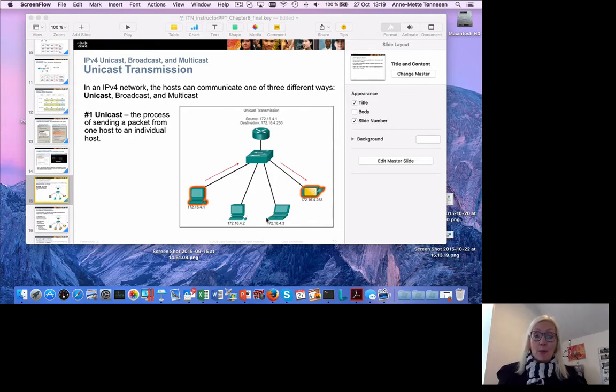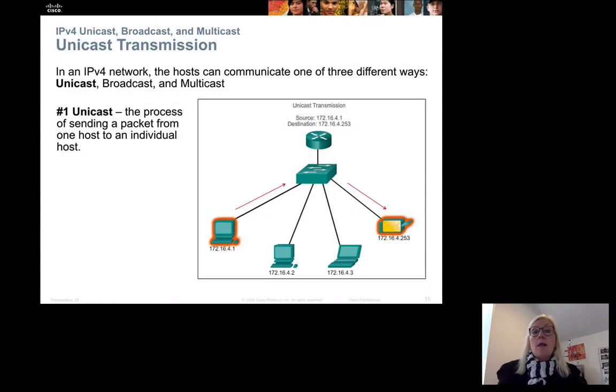Chapter Part 2 about IP version 4 addresses. These different types of IP version 4 addresses can be used for different purposes. We have, first of all, the unicast, the broadcast, and the multicast addresses. The unicast is a one-to-one communication where we send from one to one specific IP address.